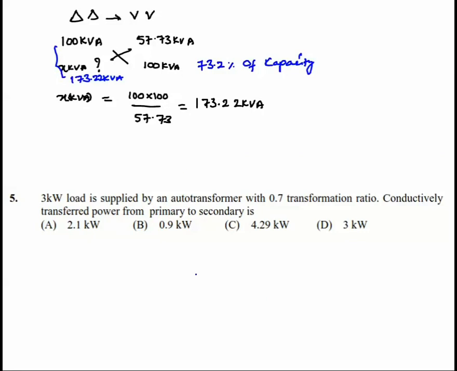And the next question is, a 3 kilowatt load is supplied by an auto transformer with a 0.7 transformation ratio. That is, they have mentioned the K value.